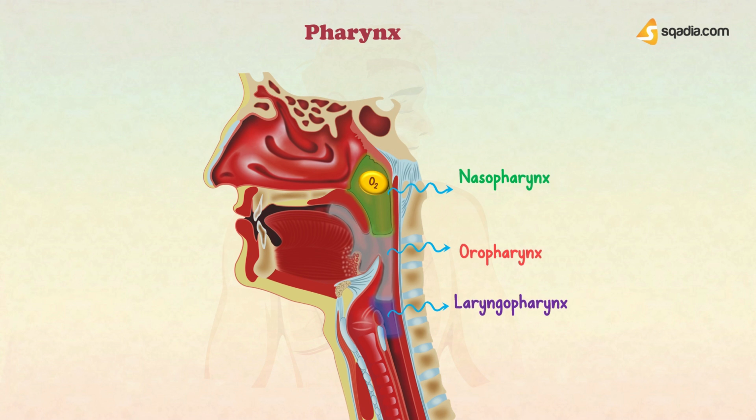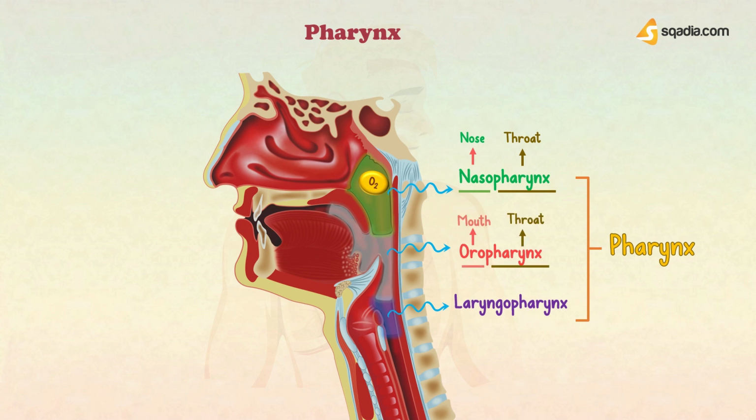Now, you can better guess from the name that nasopharynx connects the nasal cavity to the throat. It extends from the posterior nares to the soft palate and contains openings for the right and left eustachian tubes. Oropharynx, connecting the oral cavity, of course, to the throat. It is a space between the soft palate and the base of the tongue. And what it contains are the palatine tonsils and the lingual tonsils found at the base of the tongue.